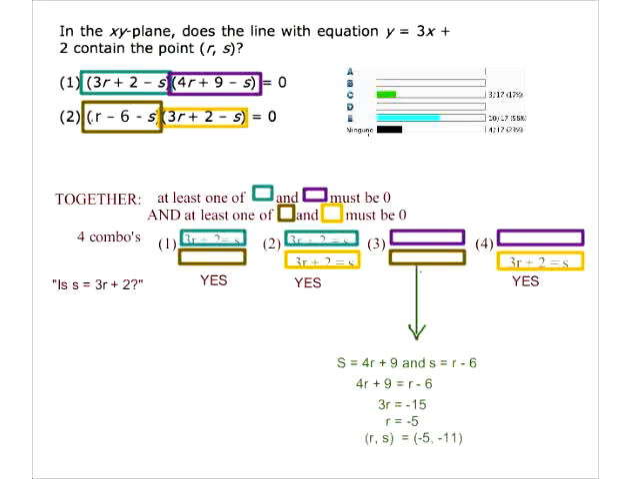So is this S equal to 3R plus 2? Well, S is negative 11 and 3R plus 2 is negative 13, so the answer is no. That means overall we have an E.